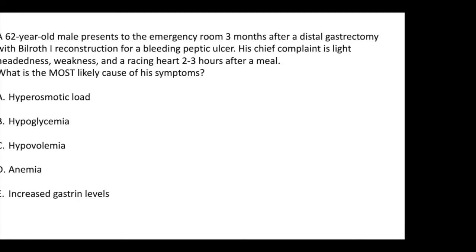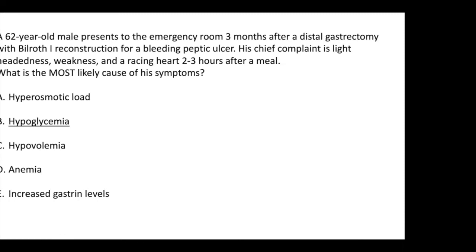A 60-year-old male presents to the ER 3 months after a distal gastrectomy with Billroth 1 reconstruction for bleeding peptic ulcer. His chief complaint is lightheadedness, weakness, and a racing heart 2 to 3 hours after a meal. What is the most likely cause of his symptoms? So this sounds like late dumping syndrome. So it'd be hypoglycemia.